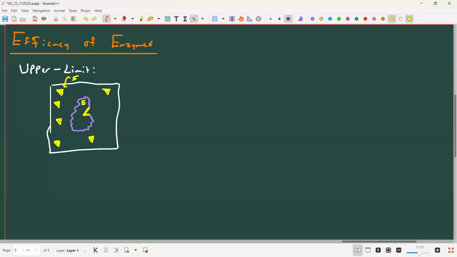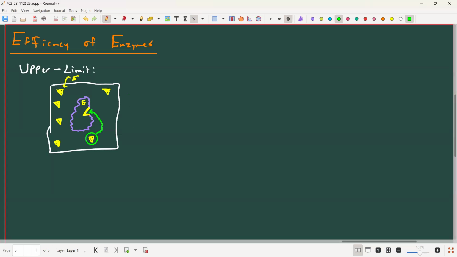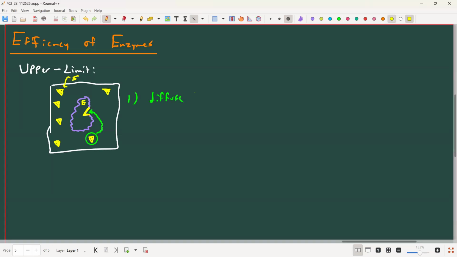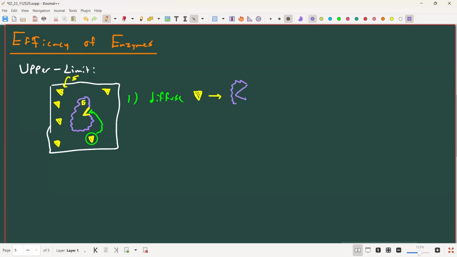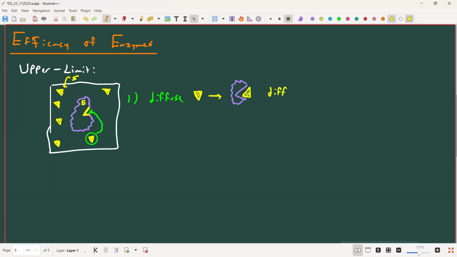Well, the fastest possible rate that we can have is that we have this random distribution of molecules in our mixture. Now, what's going to happen is that one of these is going to diffuse randomly into here. So first we diffuse, and through diffusion it enters the binding pocket. This is my little binding pocket. So there's some diffusion rate.